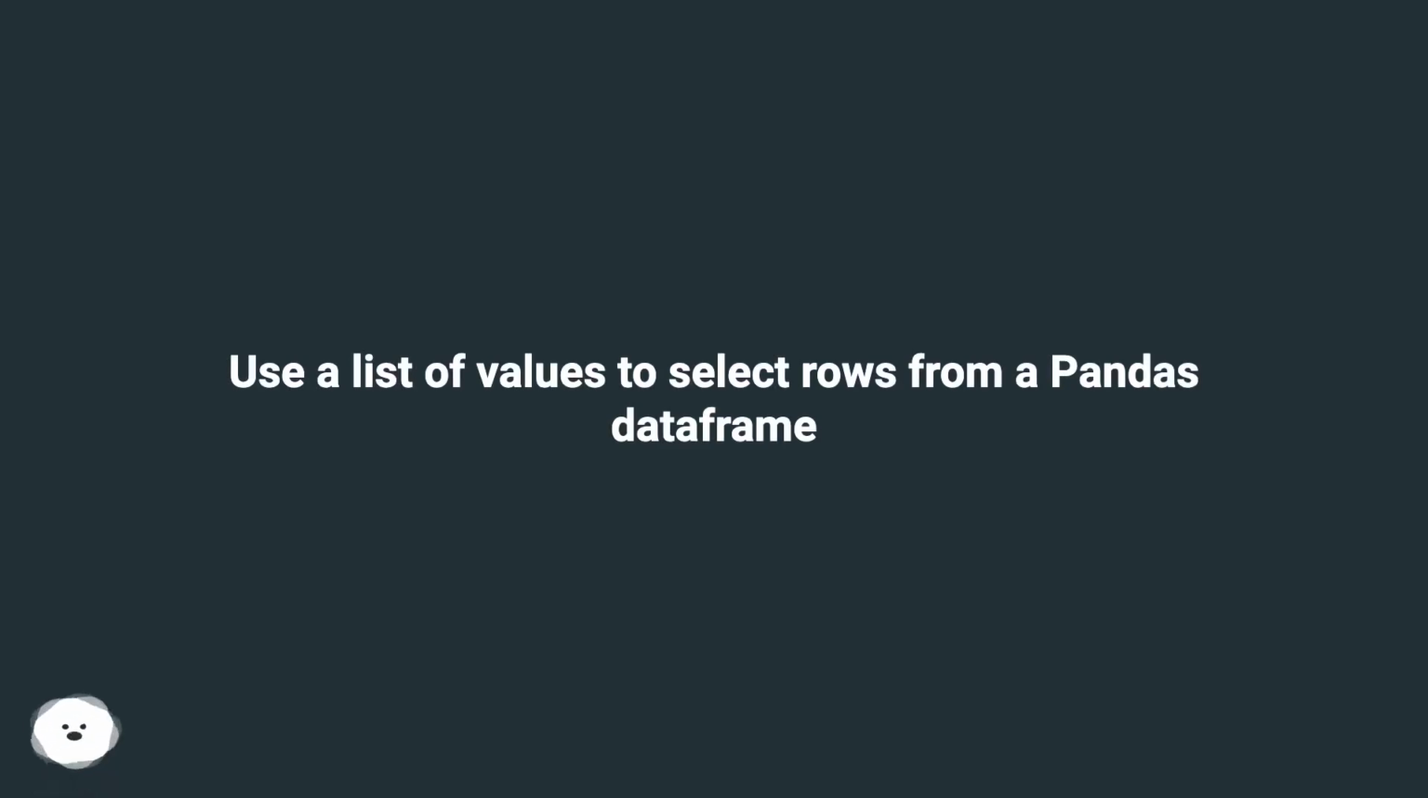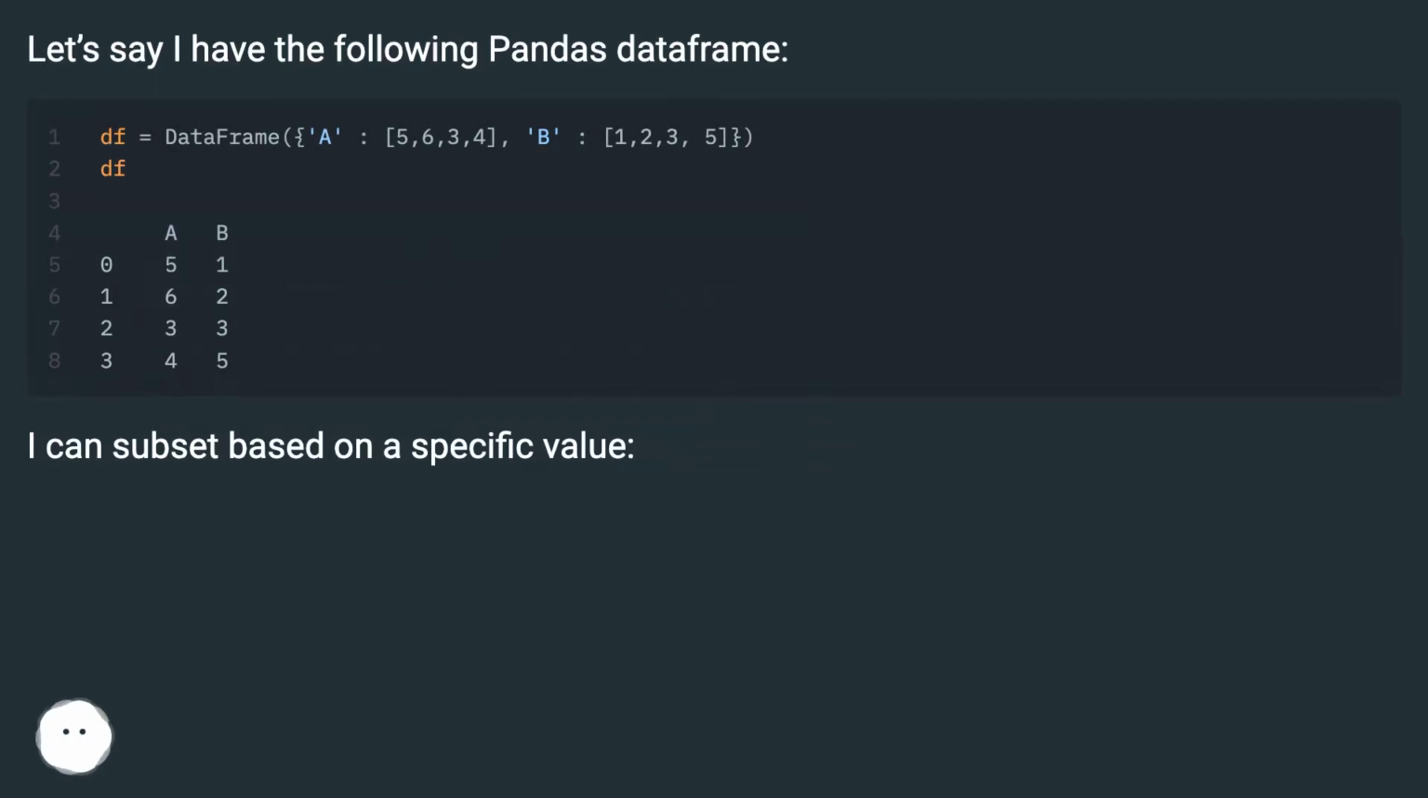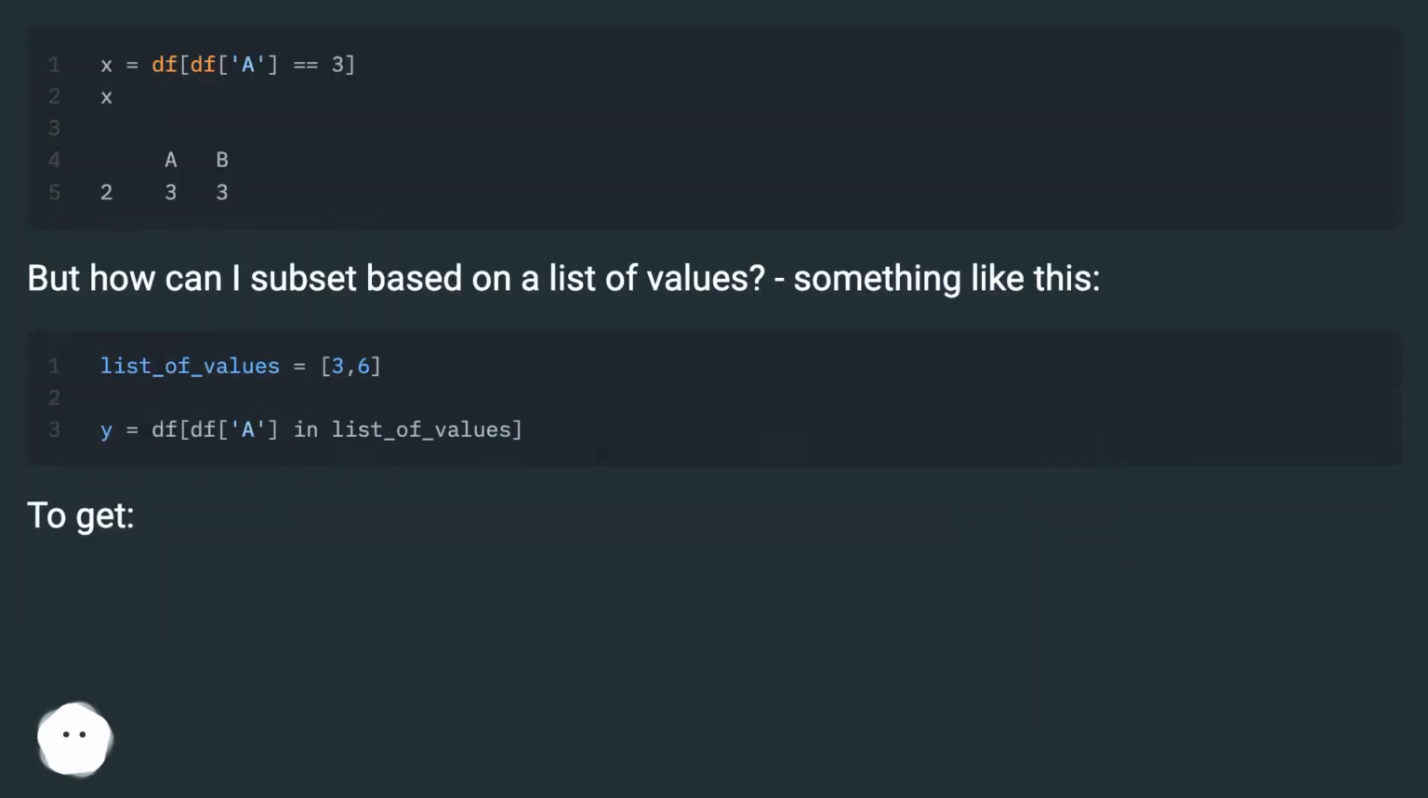Use a list of values to select rows from a Pandas data frame. Let's say I have the following Pandas data frame. I can subset based on a specific value. But how can I subset based on a list of values? Something like this. To get.